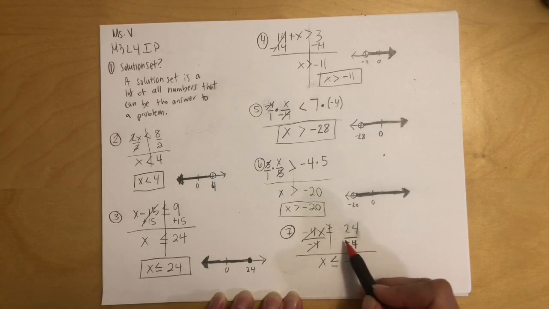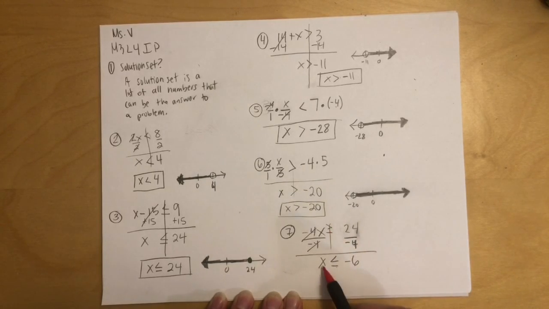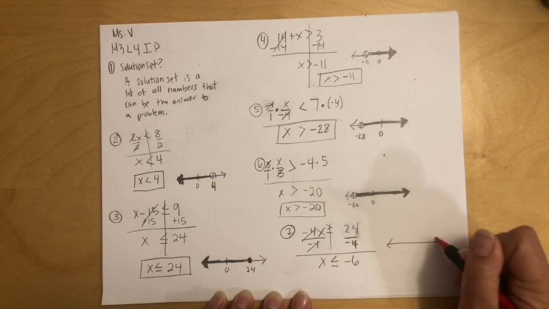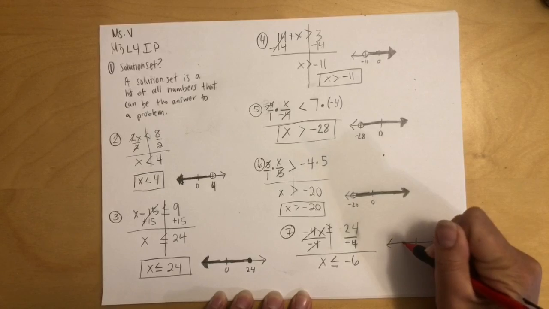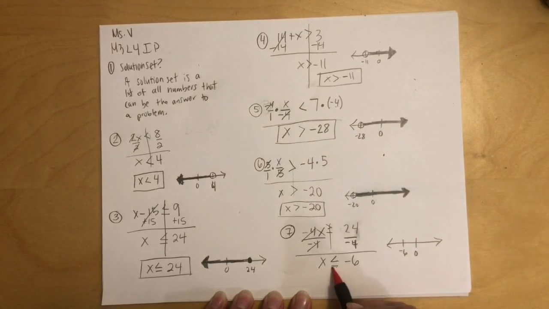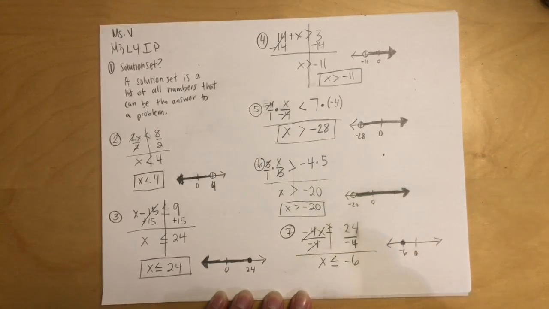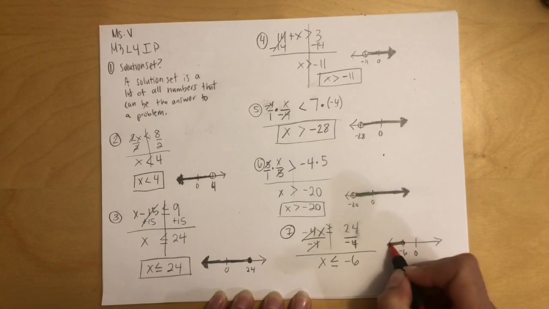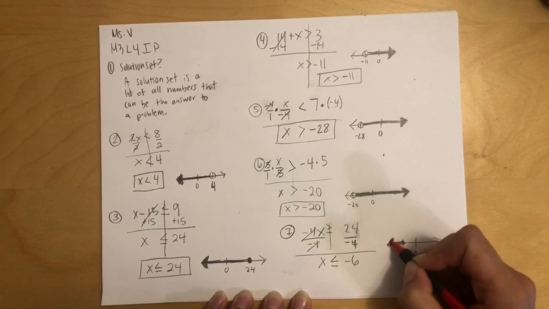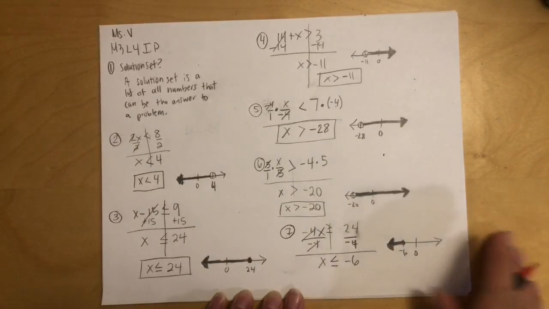So the direction switched, so now x is less than or equal to negative 6, and I can draw that, 0, negative 6, and it's or equal to, so I do a bubbled in circle, because it includes the 6, and then I shade more negative. Okay, let's do number 8.